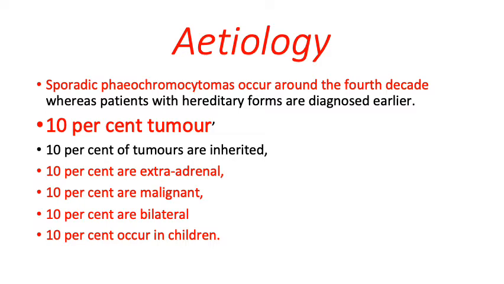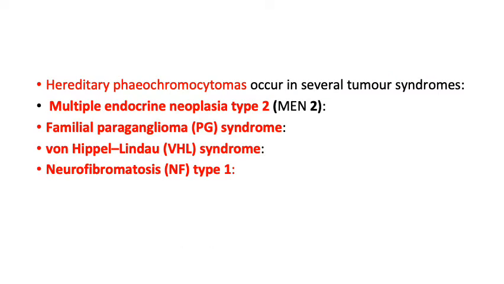Pheochromocytoma is a 10% tumor. 10% of the tumors are inherited, 10% are extra-adrenal, 10% are malignant, 10% are bilateral, and 10% occur in children. Regarding hereditary pheochromocytoma, it occurs as a part of tumor syndromes, and the best example is multiple endocrine neoplasia type 2.